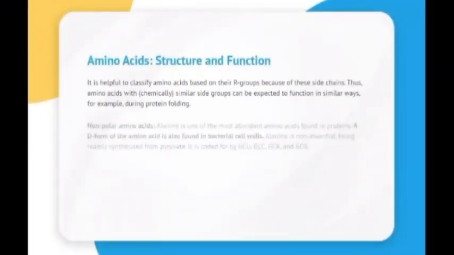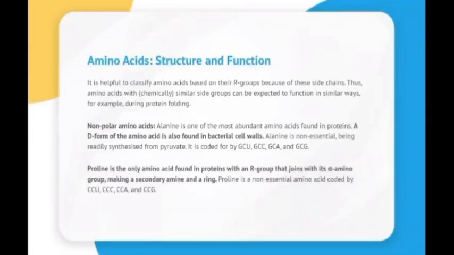Amino acids, structure and function. It is helpful to classify amino acids based on their R groups because of these side chains. Thus, amino acids with chemically similar side groups can be expected to function in similar ways, for example, during protein folding. Nonpolar amino acids. Alanine is one of the most abundant amino acids found in proteins.